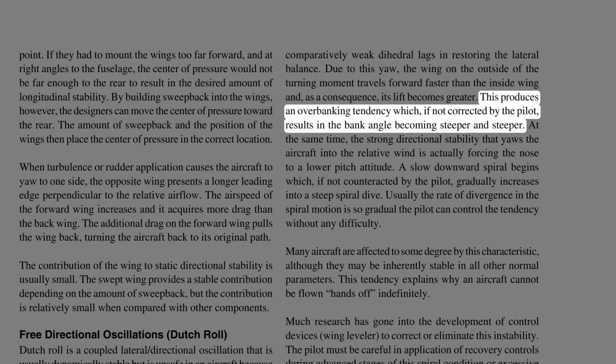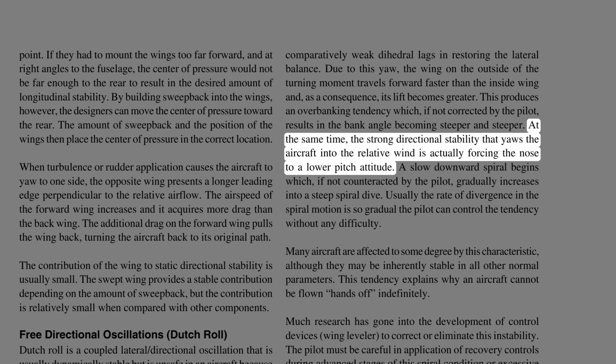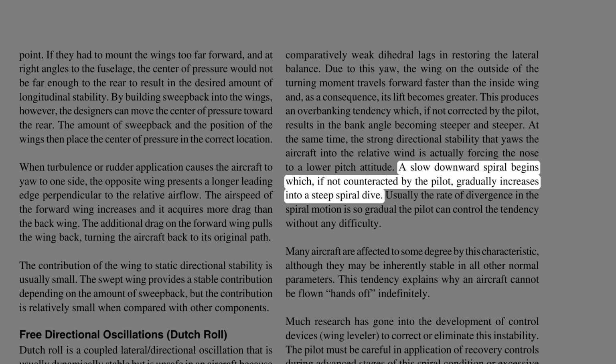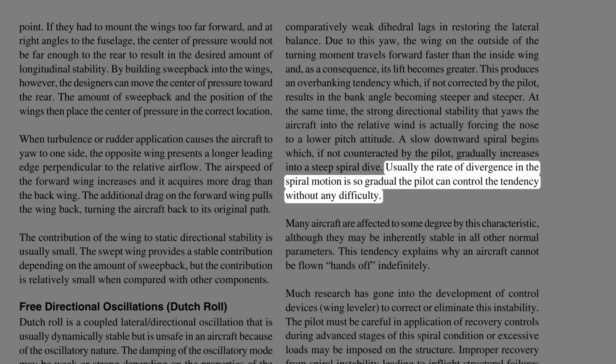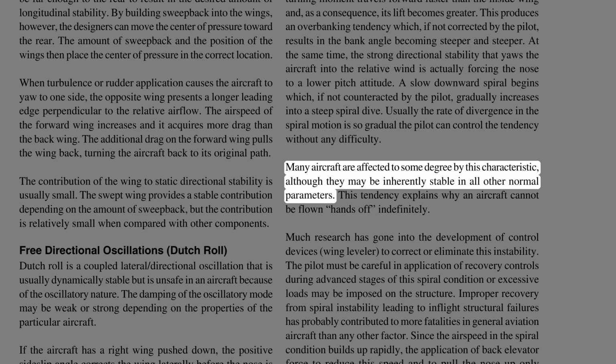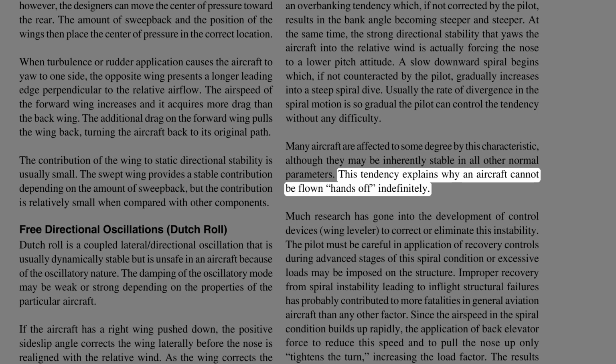This produces an overbanking tendency which, if not corrected by the pilot, results in the bank angle becoming steeper and steeper. At the same time, the strong directional stability that yaws the aircraft into the relative wind is actually forcing the nose to a lower pitch attitude. A slow downward spiral begins which, if not counteracted by the pilot, gradually increases into a steep spiral dive. Usually the rate of divergence in the spiral motion is so gradual the pilot can control the tendency without any difficulty. Many aircraft are affected to some degree by this characteristic, although they may be inherently stable in all other normal parameters. This tendency explains why an aircraft cannot be flown hands-off indefinitely.